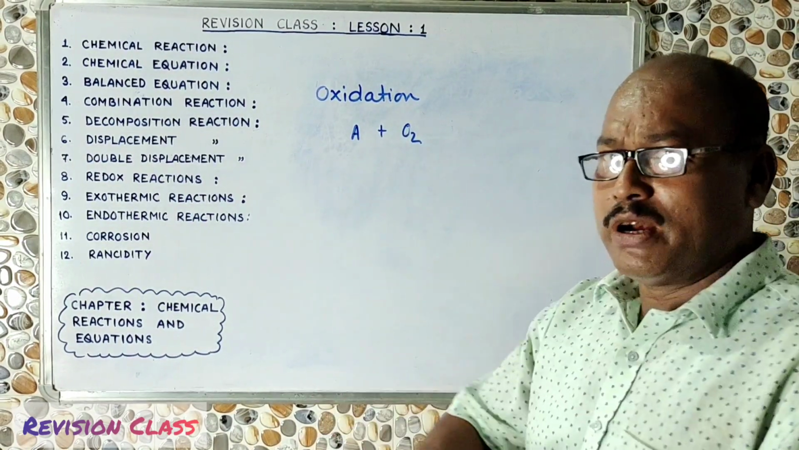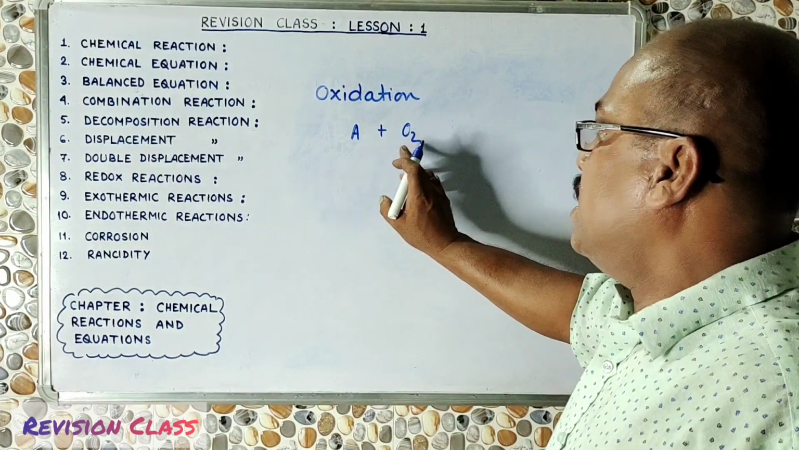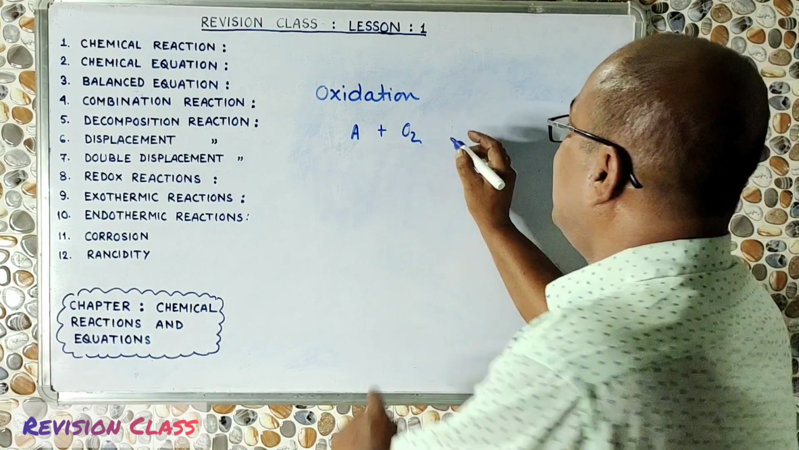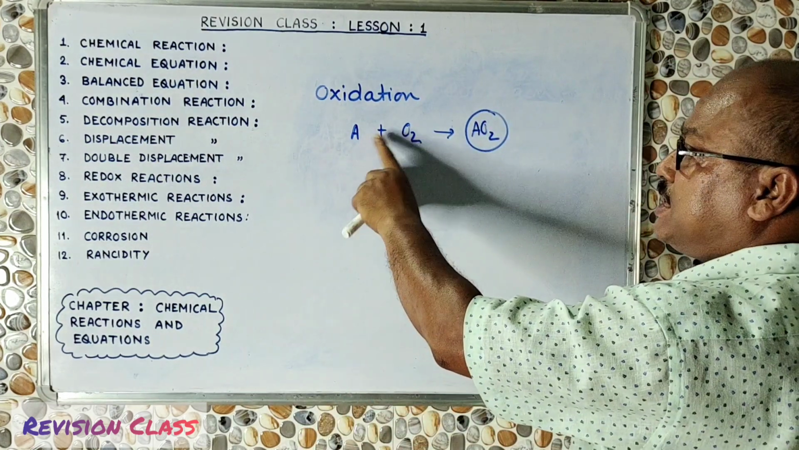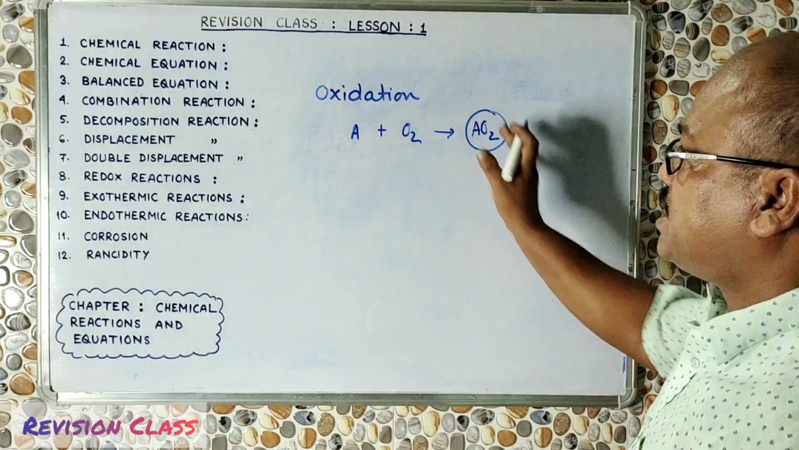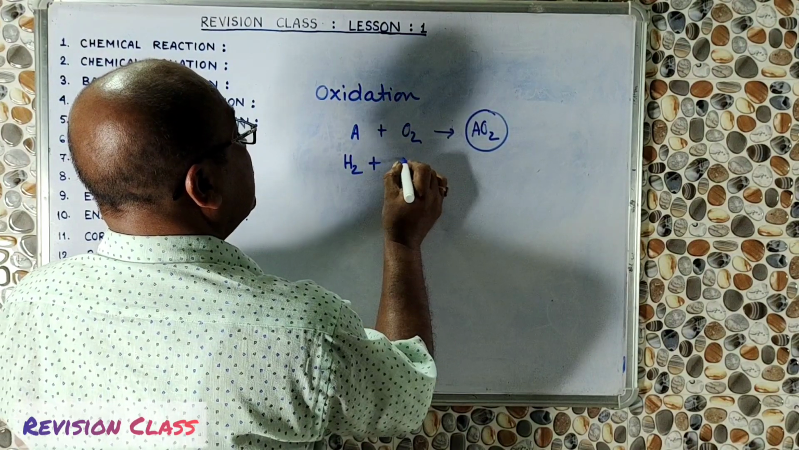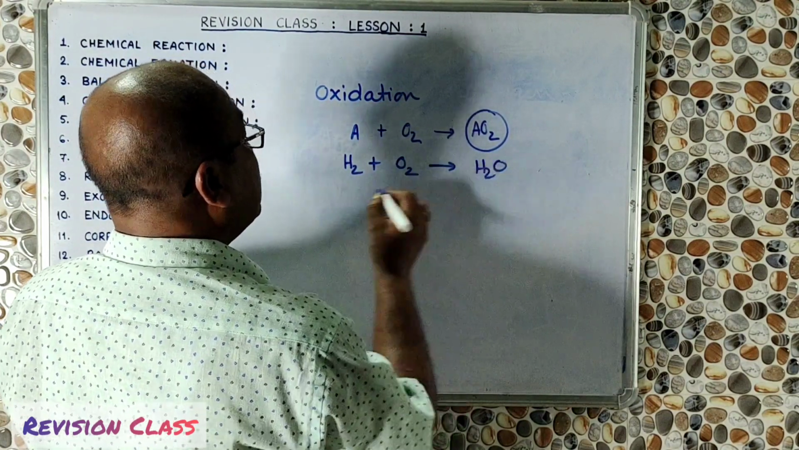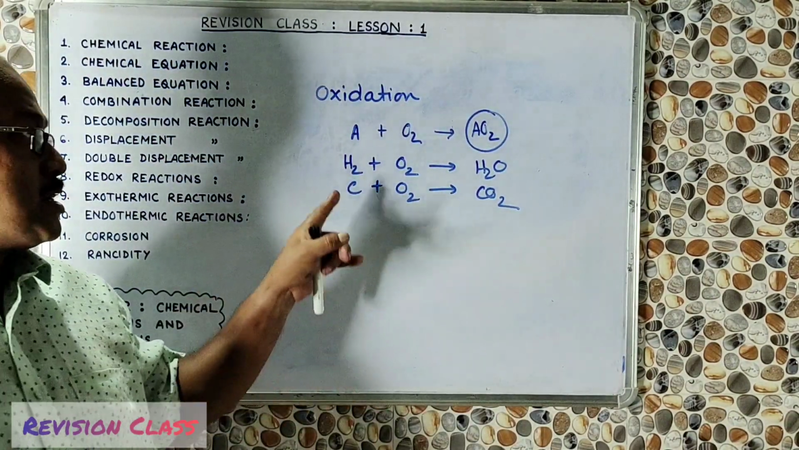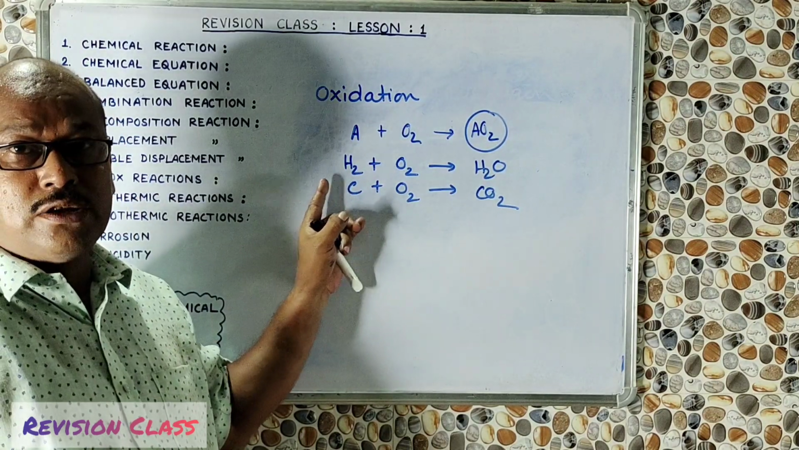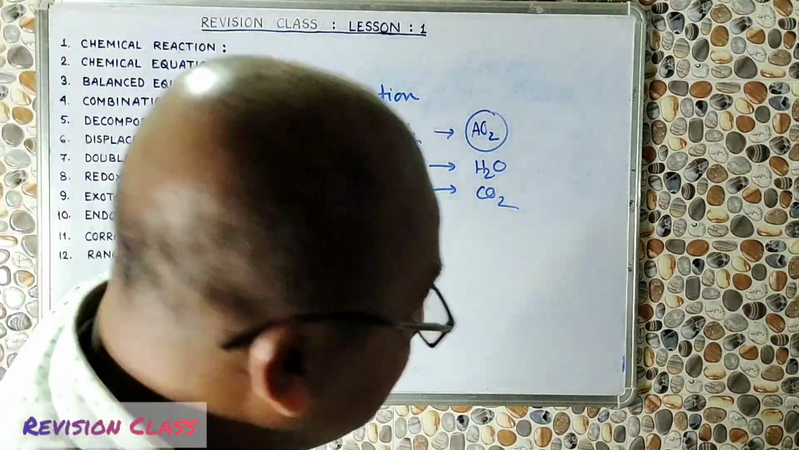A is a chemical, or B is another chemical, or C, D, whatever it is. But to that particular substance, if oxygen is added, then you will get, suppose AO2, meaning oxygen is added to A and is producing another compound AO2, and this type of chemical reaction is called an oxidation reaction. So many examples you can say. Hydrogen is combining with oxygen producing water, carbon combining with oxygen producing carbon dioxide. In both chemical reactions we have seen oxygen is added to either hydrogen or carbon, and they are producing water or carbon dioxide. These types of chemical reactions are called oxidation reactions.